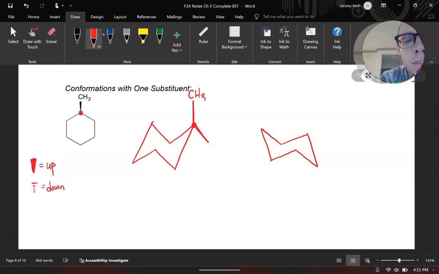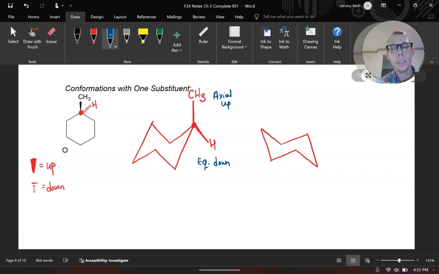So my CH3, and then there's going to be a hydrogen on the other one, and that hydrogen is not drawn, it's just understood. It's going to be my dash. So I'm going to have here an axial up methyl and then an equatorial down hydrogen. And that's going to be my very first drawing of my chair.